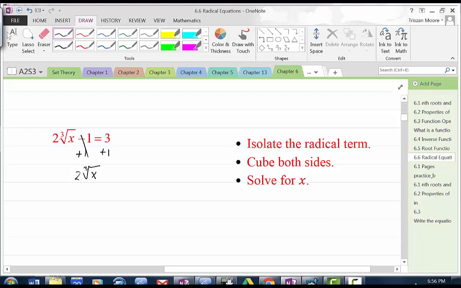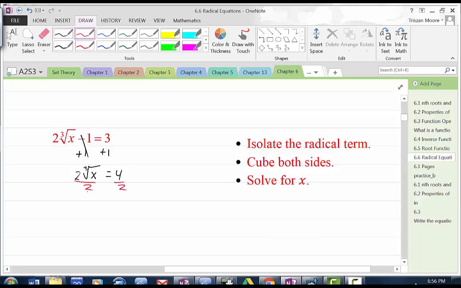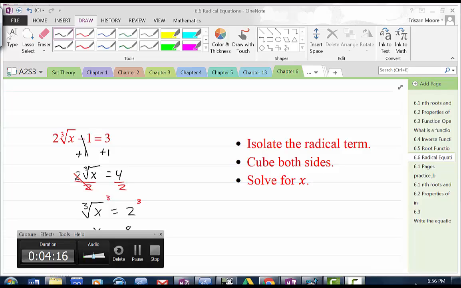2 times the cube root of x equals 4. I divide by 2 on both sides, and we end up with the cube root of x equals 2. Then, to get rid of this cube root, we have to cube both sides. If we cube both sides, x equals 8. So understand what root you're dealing with and what you have to do because of that.